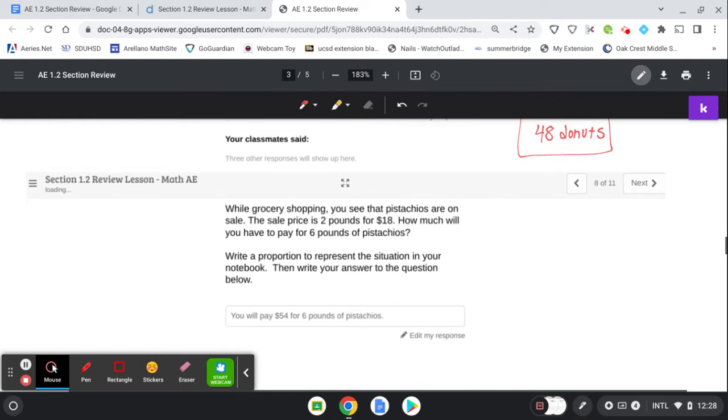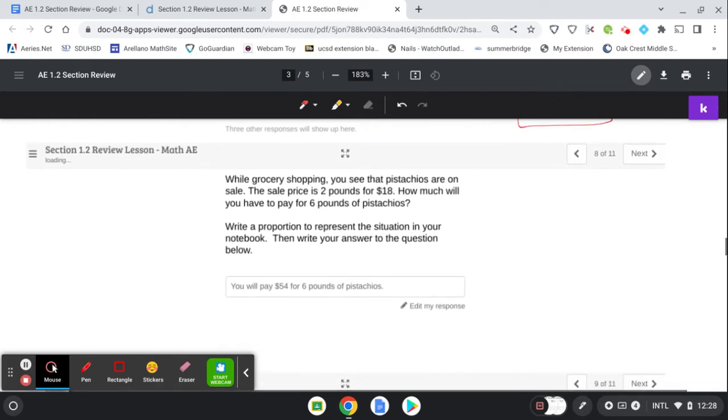Okay, slide 8. While grocery shopping, you see that pistachios are on sale. The sale price is 2 pounds for $18. How much will you have to pay for 6 pounds of pistachios?